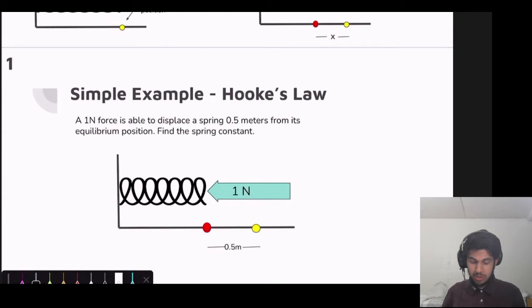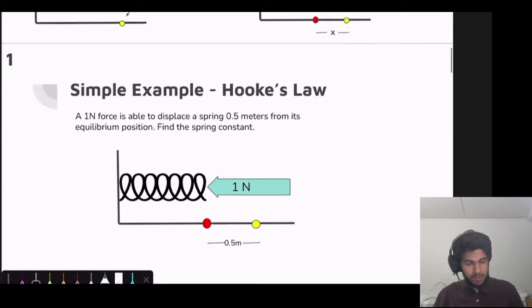So a 1 Newton force is able to displace a spring 0.5 meters from its equilibrium position. Find the spring constant. All right, so, well, what do we know? We know that F is equal to negative kx. That's by Hooke's law. And we should probably define some sort of direction.